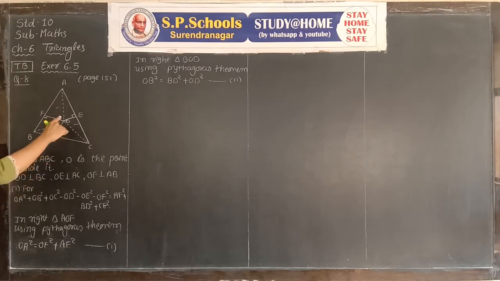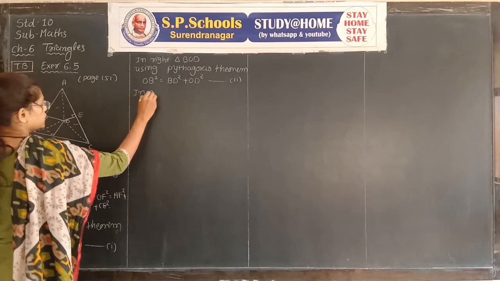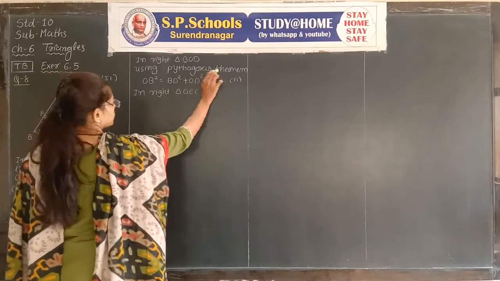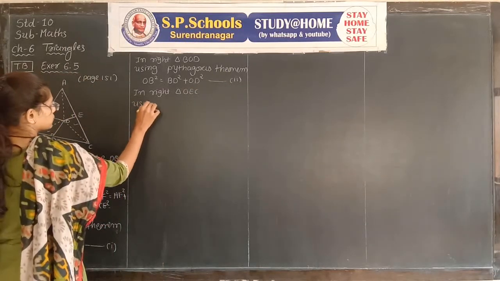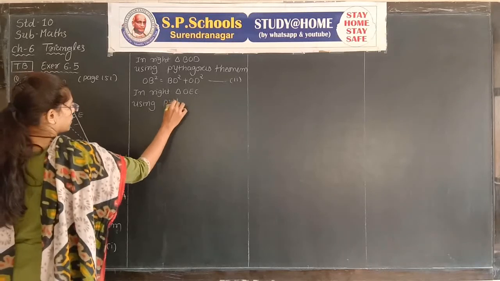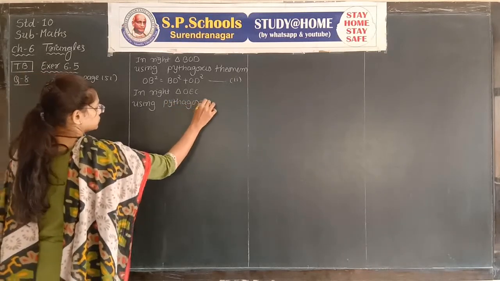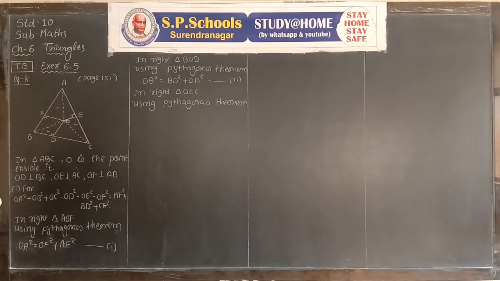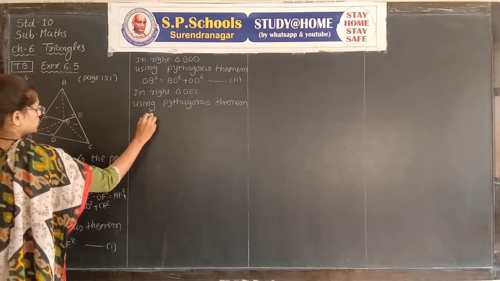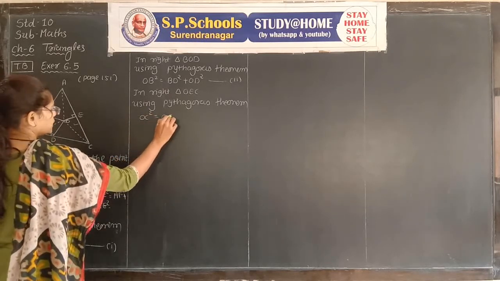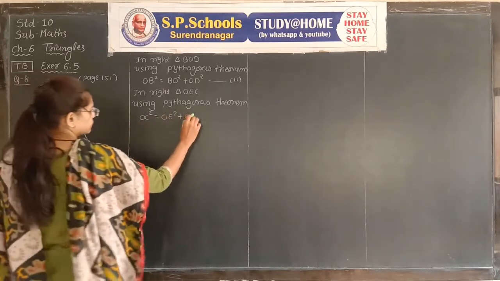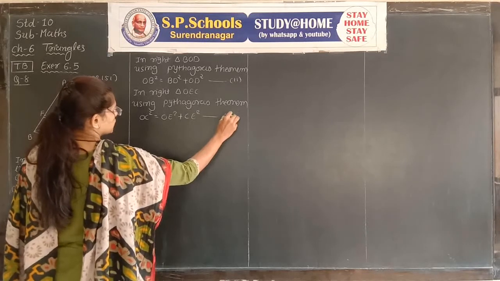Now next, apply the Pythagoras theorem in right triangle OEC. In right triangle OEC, using the Pythagoras theorem, OC is the hypotenuse. OC square is equal to OE square plus CE square. It is our result number 3.